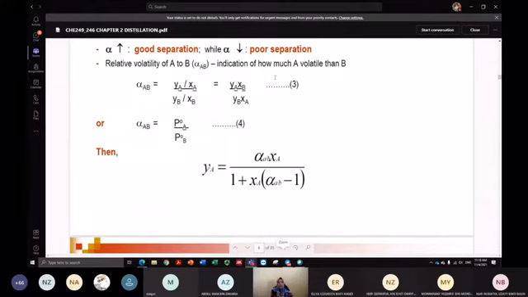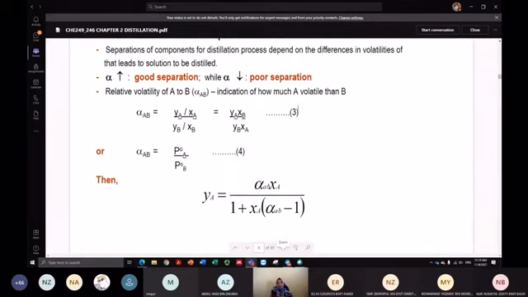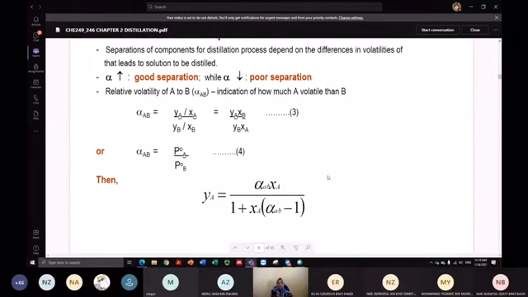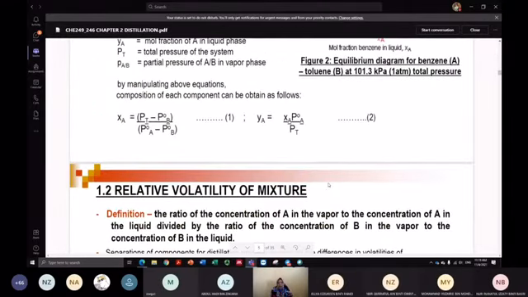And then from this equation, you can play around with equation 3 and equation 4 and come up with another equation. This is one way for you to find the mole fraction of vapor A using relative volatility of a mixture. Remember just now how you can calculate YA?